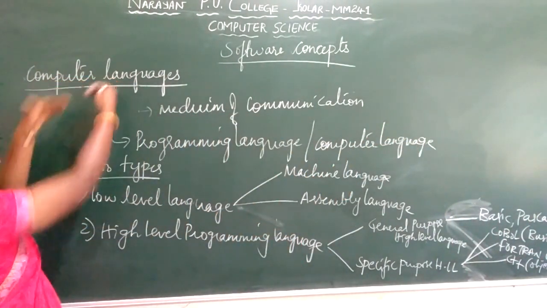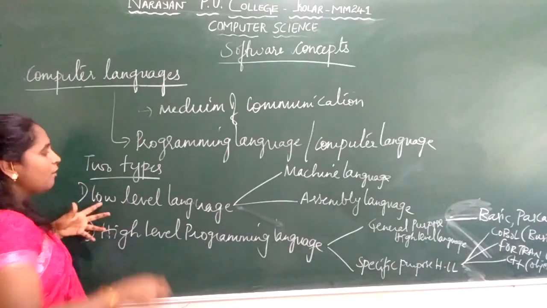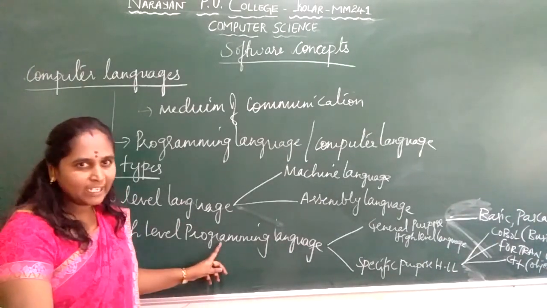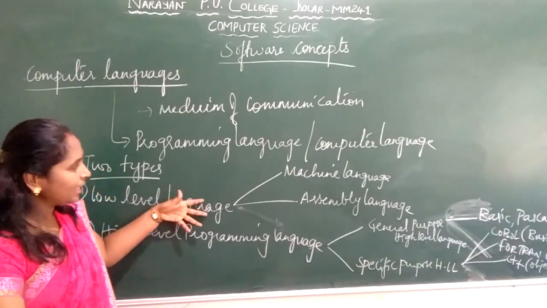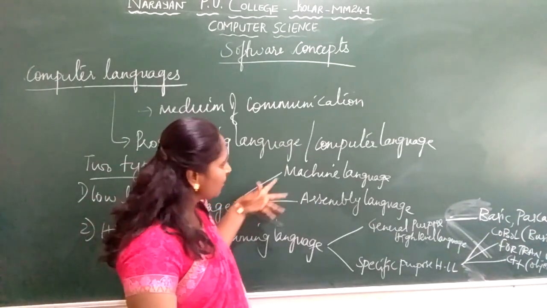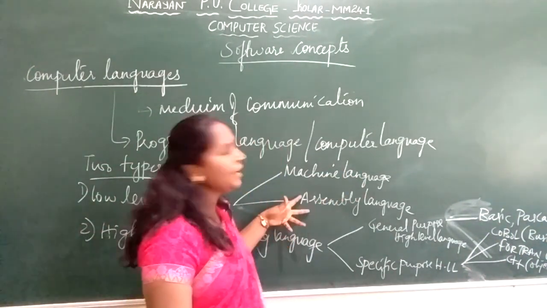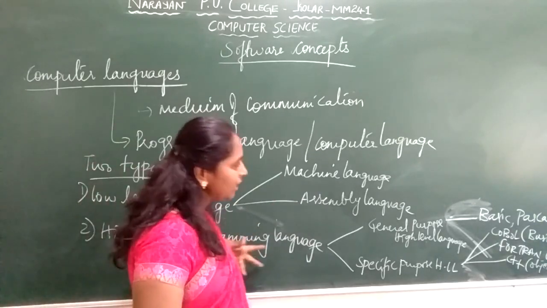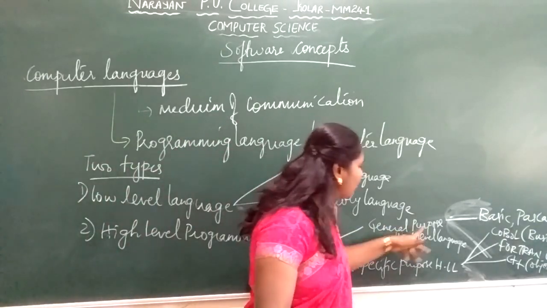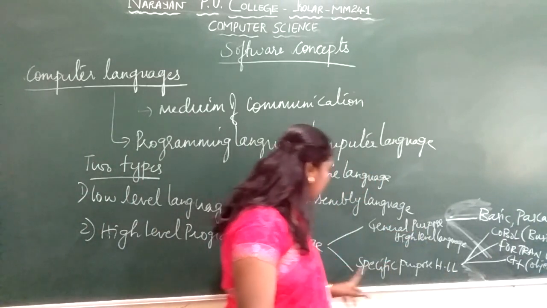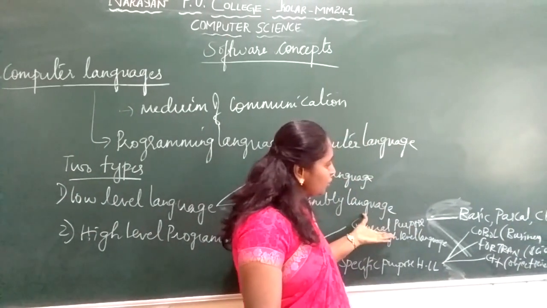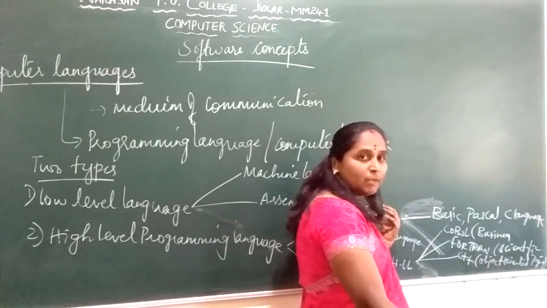Computer languages are broadly classified into two types. The first is the low-level programming language, and the second is the high-level programming language. In low-level programming, there are two types: machine language and assembly language. High-level programming languages are broadly classified into two types: general purpose high-level programming languages and specific purpose high-level programming languages.